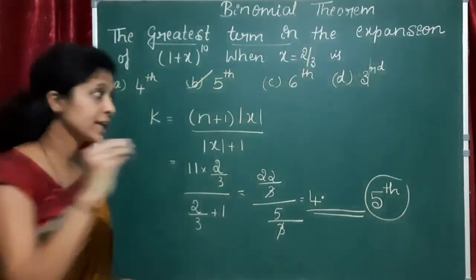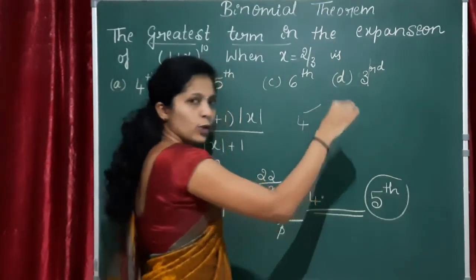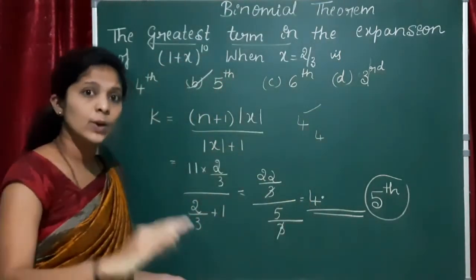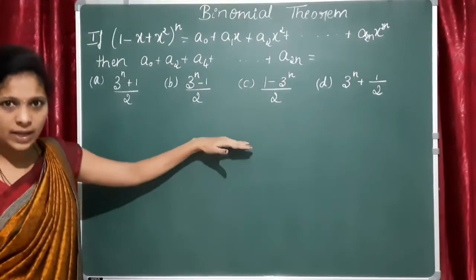Is it clear? If we get exactly 4, then we can say that the 4th term is the greatest. If we get 4.1, 4.2, 4.3, it may be anything, you have to go to the next number. That will be the 5th term. This was an appeared problem.